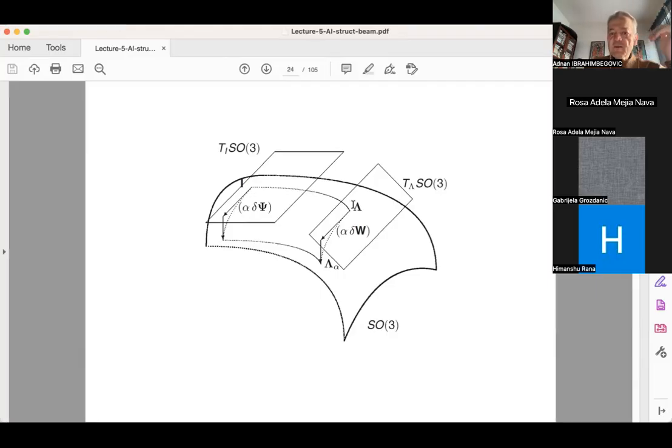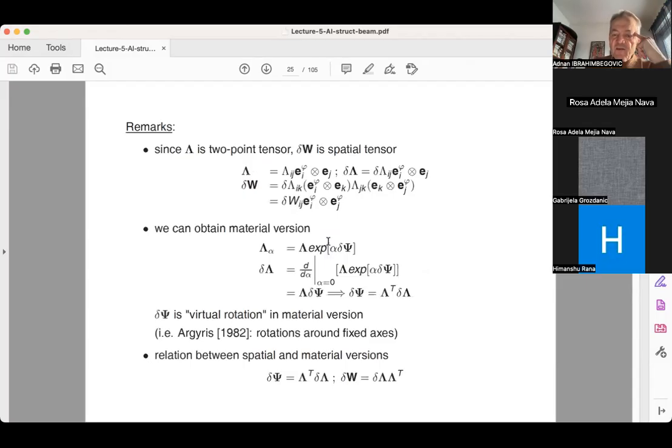So if you want to mix those, you have to do exponential mapping to bring the infinitesimal rotation to the SO3 manifold, and then you do a multiplicative update. So that's the kind of thing that you normally do.